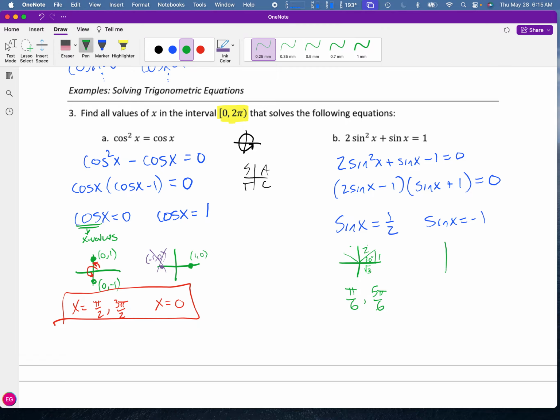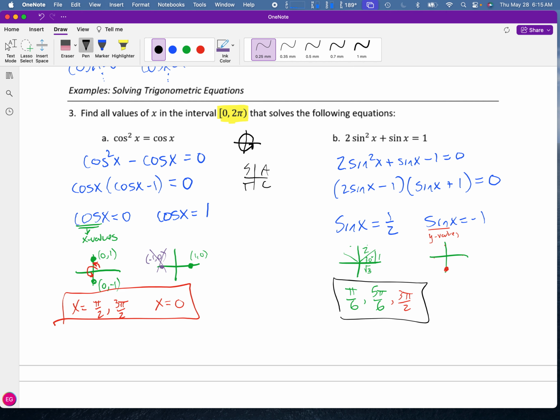You do the same exact idea over here like we did in part A. I'm looking for when sine x is equal to negative 1, and I know that sine is y values. So I'm looking for when the y values of the quadrantal angles would equal negative 1, which is going to be down here. So I'm going to include 3 pi over 2 as part of my answer set then. So these would be the values of x that would solve the equation 2 sine squared x plus sine x equals 1.